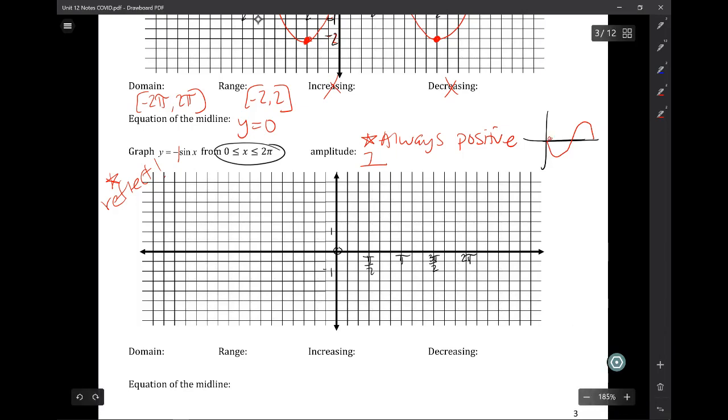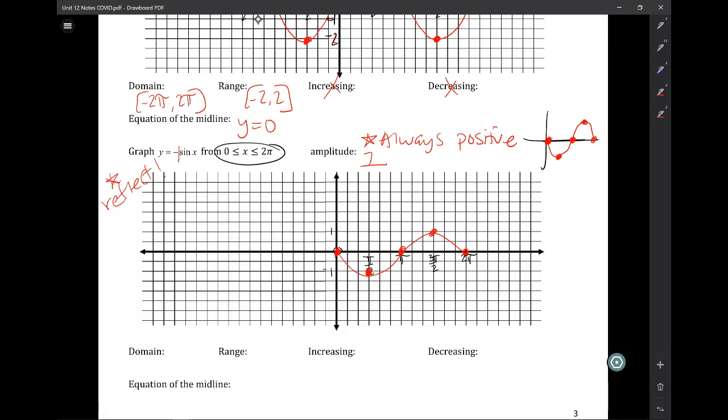So again, I have 5 critical points. 1, 2, 3, 4, 5. Those are the 5 points that I'm going to now transfer onto my grid. So 0, 0, it still starts. Now it's going to go down to negative 1 because it got reflected, then to the midline, maximum, midline, connect with a nice curve, no shark teeth, nothing should be pointy or sharp. And that is what a reflected sine curve looks like.